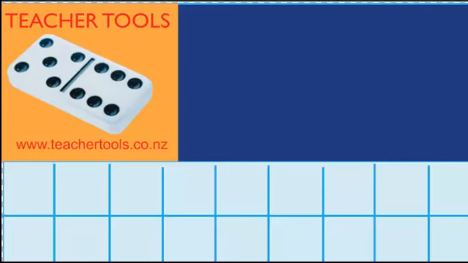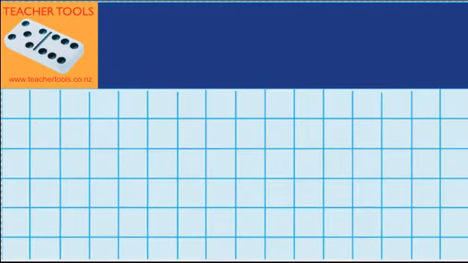Welcome to the Year 8 strategy for subtraction. In this lesson I'm learning to solve subtraction problems with hundredths by changing the second number into a whole number. Let's start with this question here.